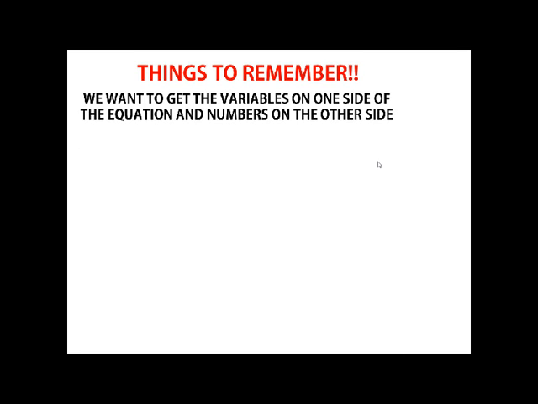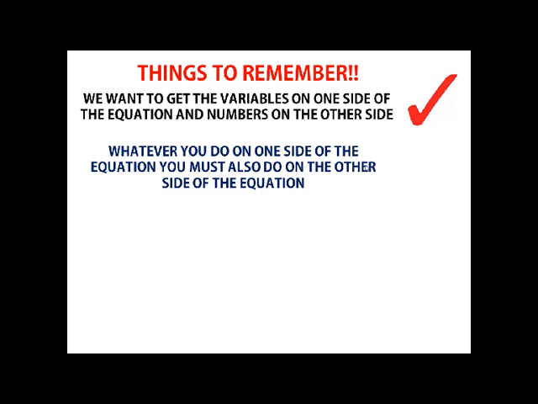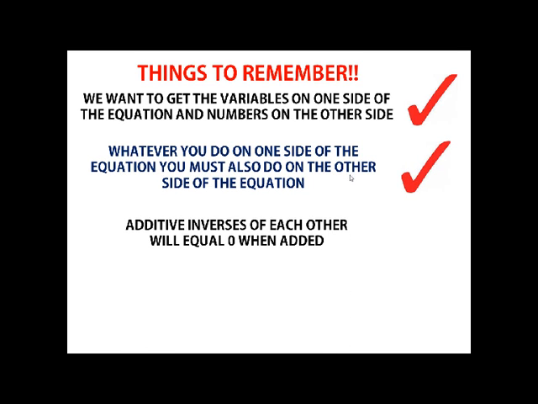Now, things to remember in this video is we want to get the variable on one side of the equation and the numbers on the other side of the equation. That is the object of using additive inverses. And also, whatever you do on one side of the equation, you must also do on the other side of the equation. Additive inverses of each other will equal 0 when added.